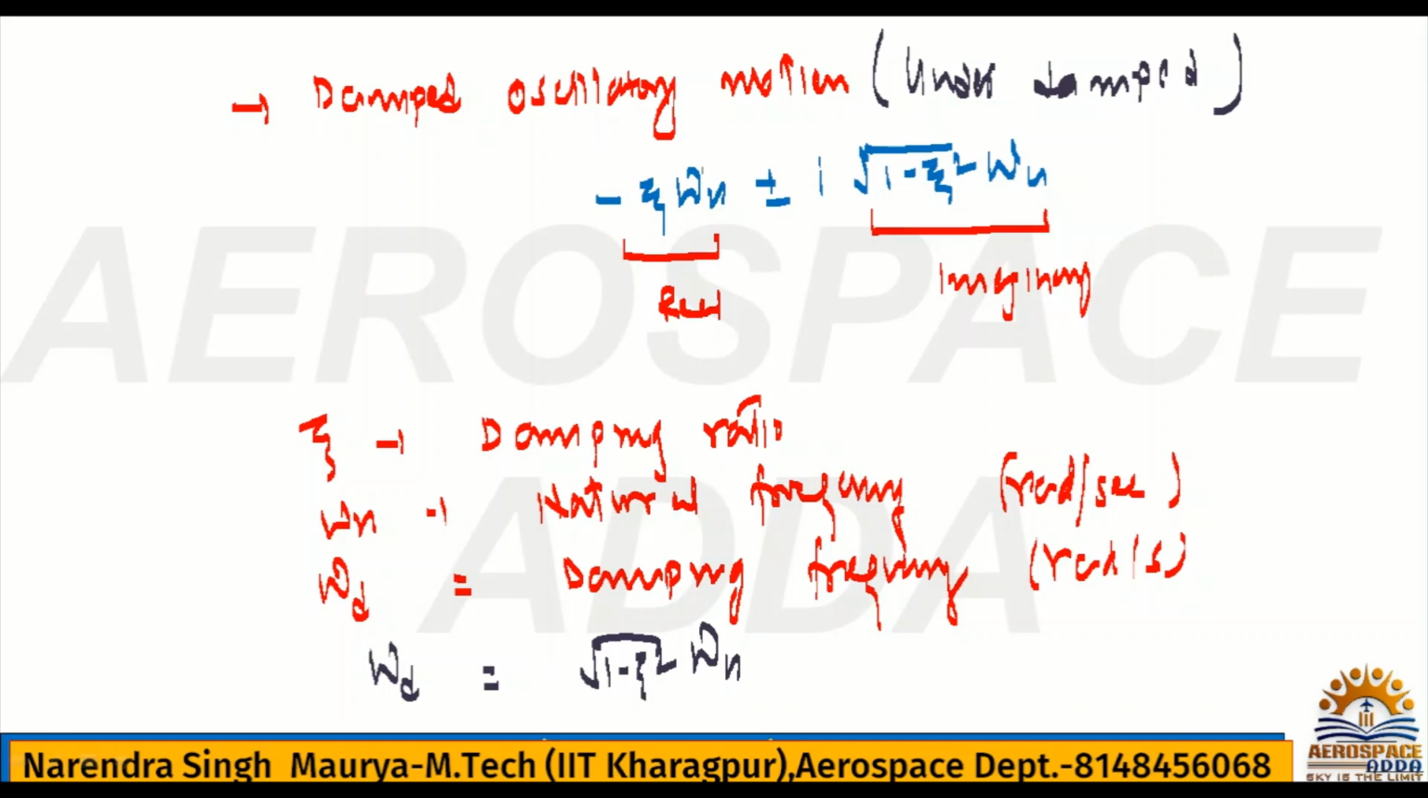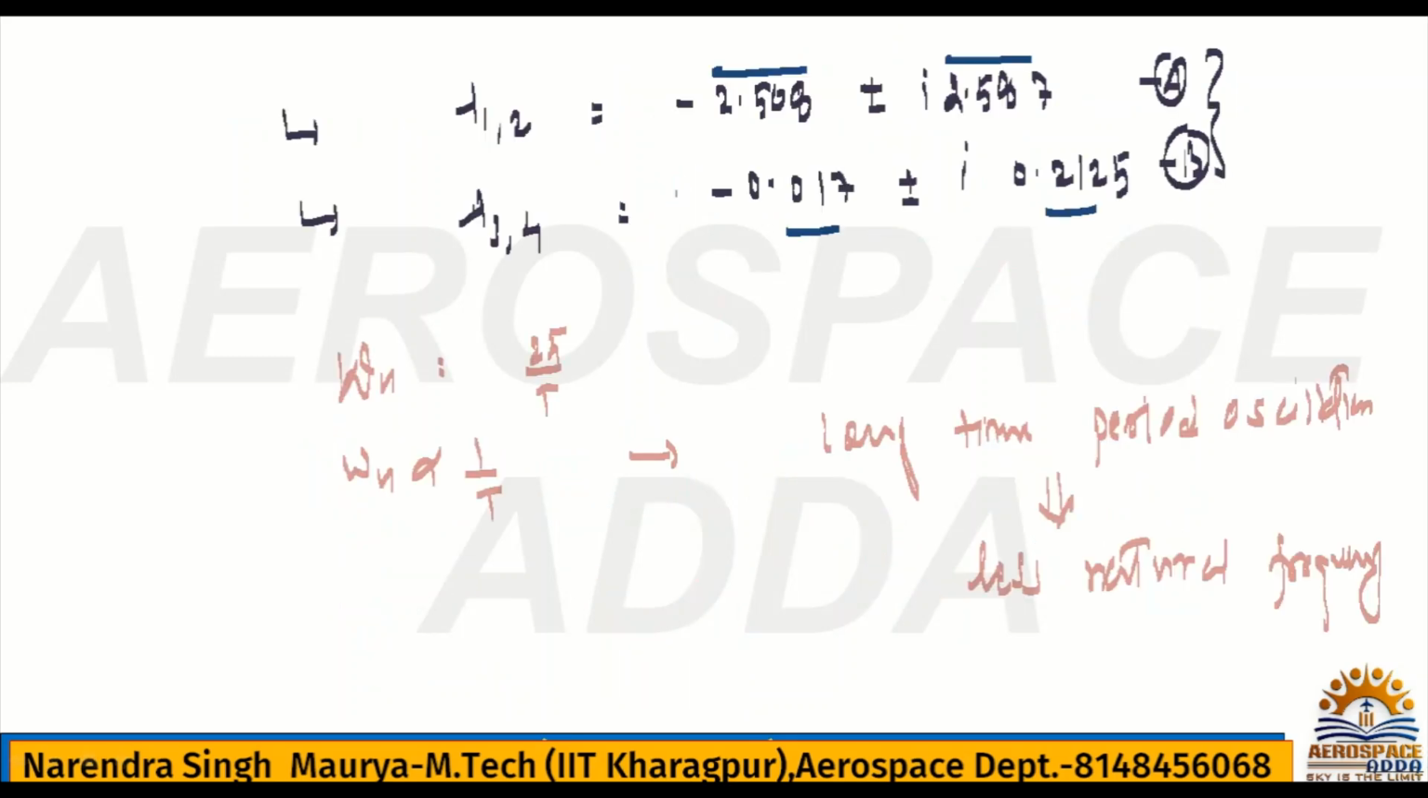So from here, if you check, the first minus xi omega n is what? Higher value. So obviously omega n will also be higher, and this minus xi omega n, if this real part is small, it means omega n is what? Small. If omega n is small, it means time period is high. If time period is high, it means it becomes long period oscillation. Now two roots you have checked.